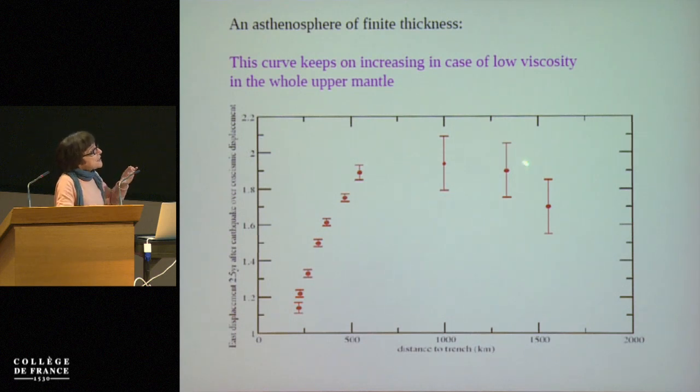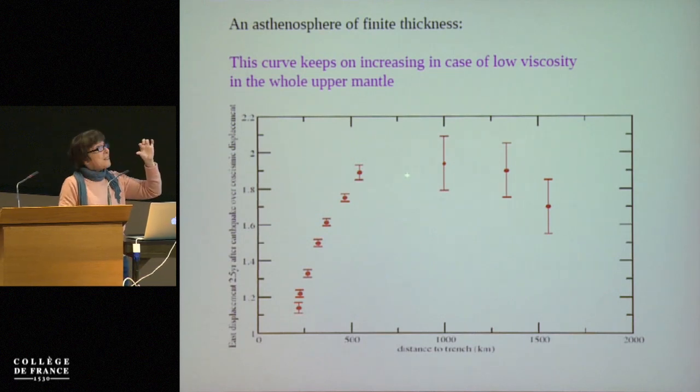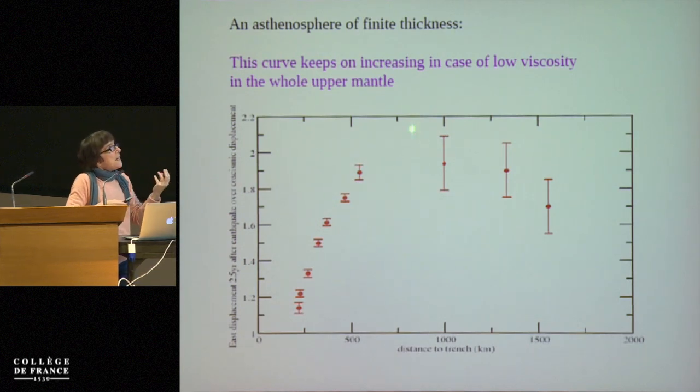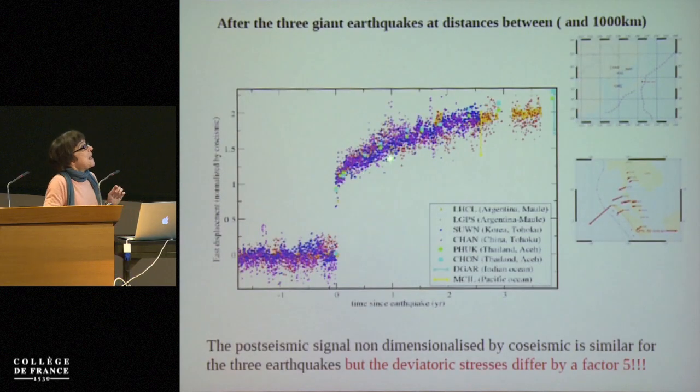So the fact that these curves level off at large distances indicates a zone of low viscosity of a finite thickness, something like 150, 200 kilometers. It's not very precise because at large distances we have large uncertainties in the data, but clearly the zone of low viscosity needs to be of finite thickness.